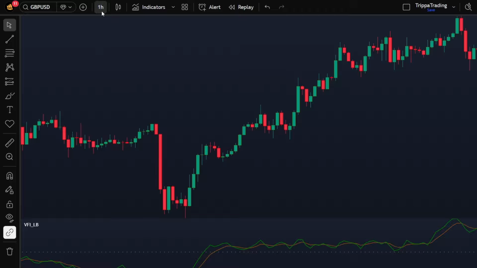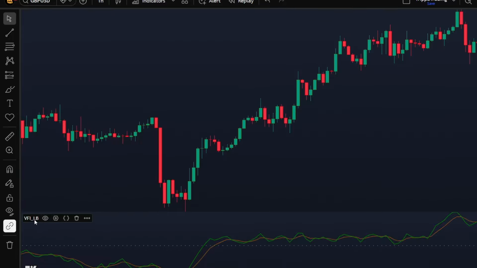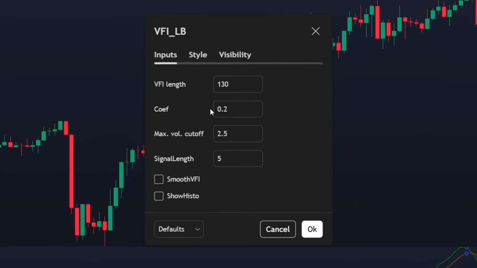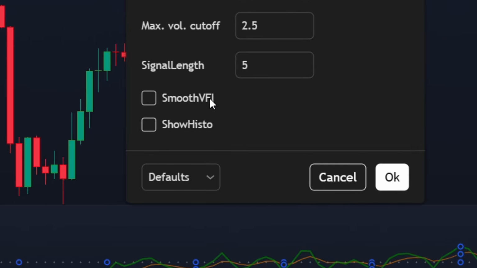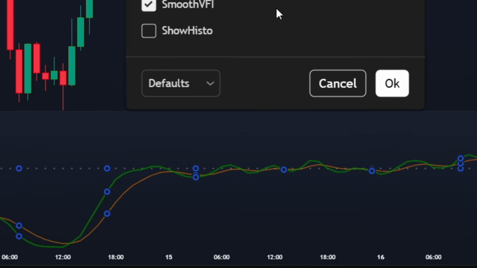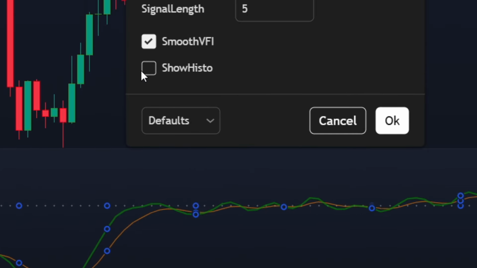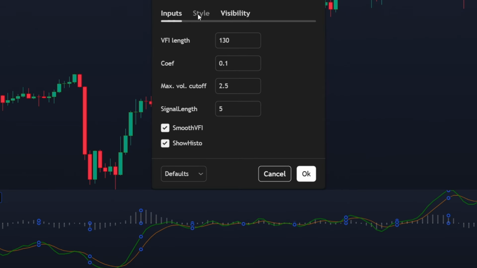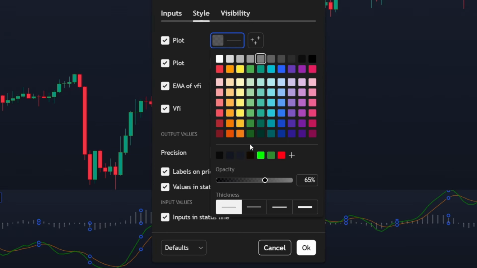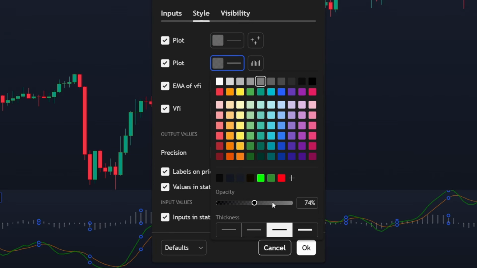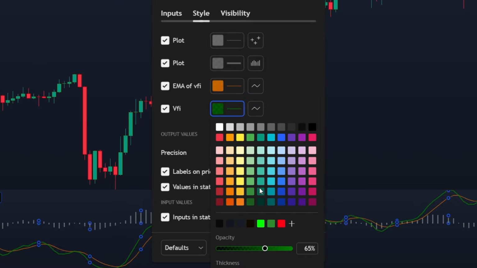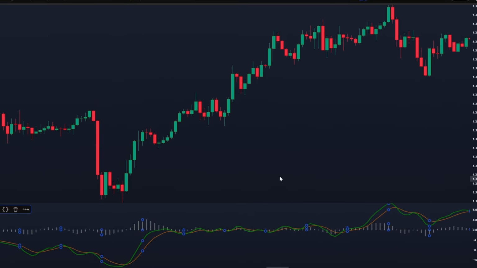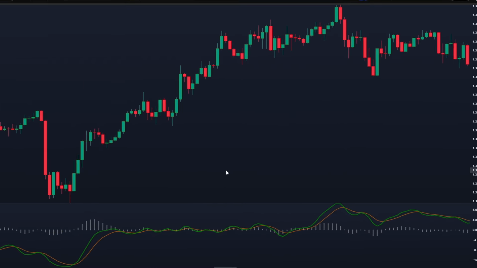Since I'm using an intraday time frame here, I go into the settings, and first of all set the coefficient to 0.1, which is exactly what the author recommends for intraday use. Then I turn on Smooth VFI so the line becomes cleaner and easier to read, and I also enable Show Histogram so we can visually see momentum shifts more clearly. In the Style tab, I slightly increase the opacity of the lines and histogram so everything is easier to see while explaining.